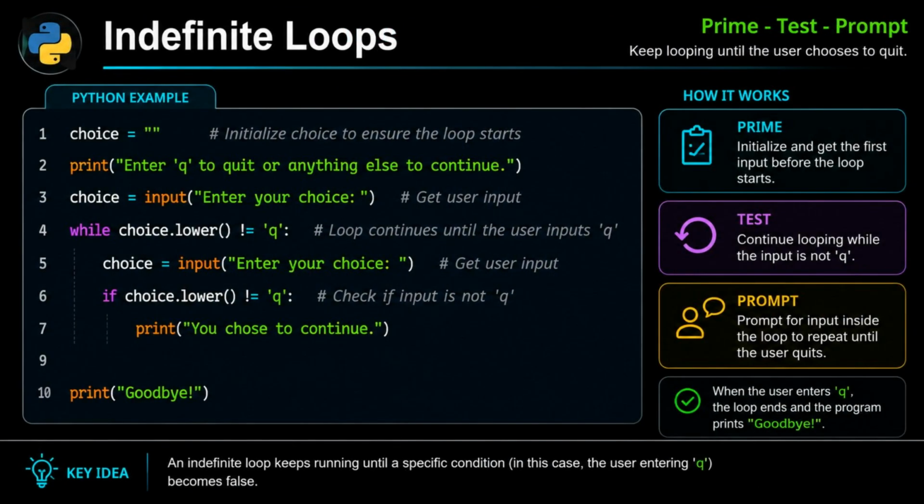Here's the same pattern one more time in Python. Prime by reading the first choice, test with a while loop checking it's not Q, and prompt for a new choice inside the loop on every pass. The exact same three-step structure, working identically across all three languages.